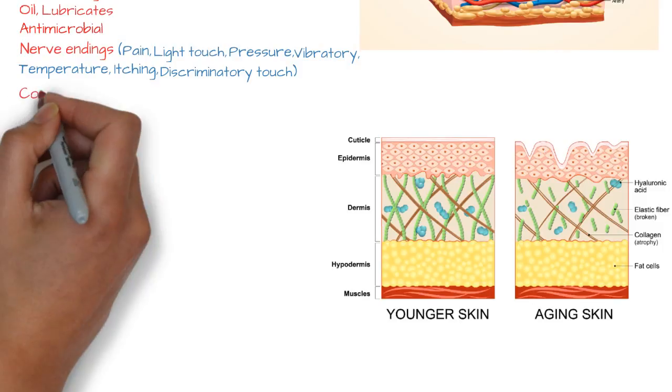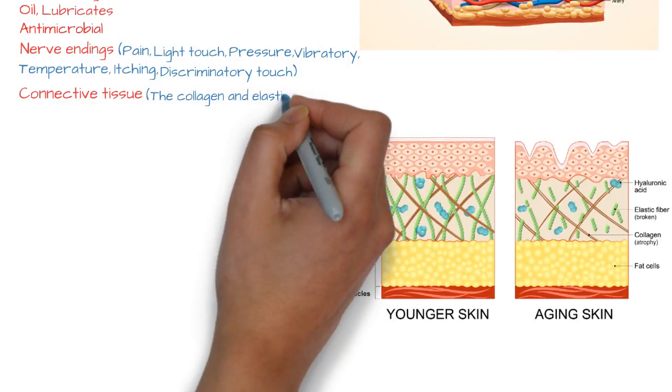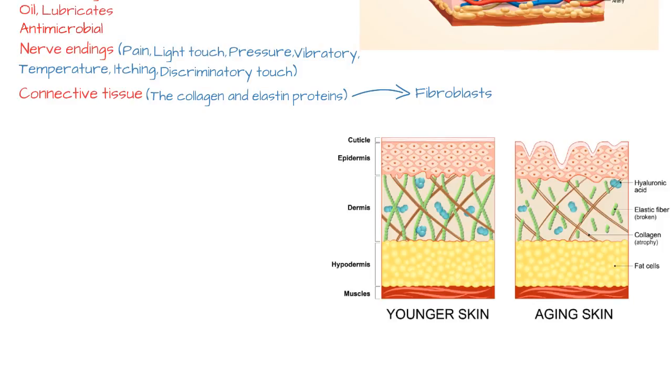The main connective tissue structure of the dermis involves the collagen and elastin proteins, which are made by the fibroblasts. These are specialized skin cells that give the skin its elasticity and strength. Collagen is more resistant and tougher than elastin, but elastin allows for the stretching ability of the skin, so both proteins are necessary as part of the dermis.